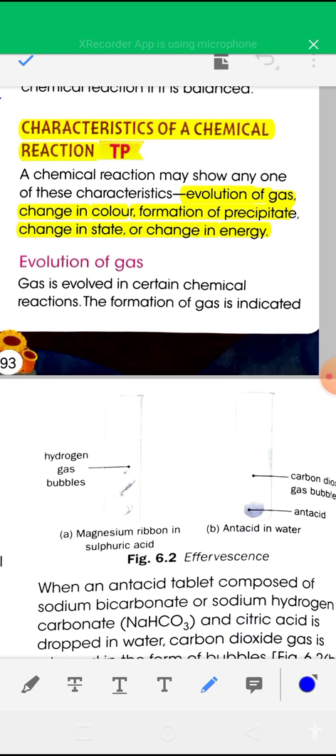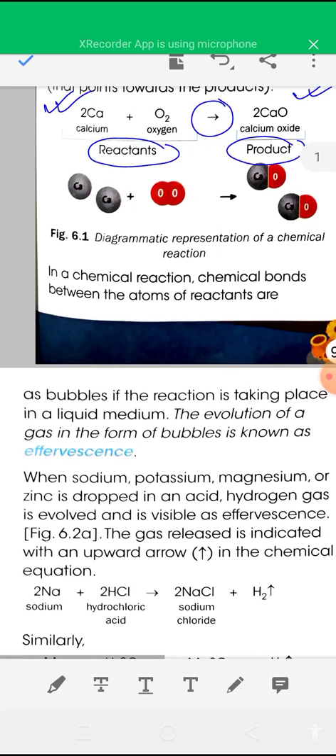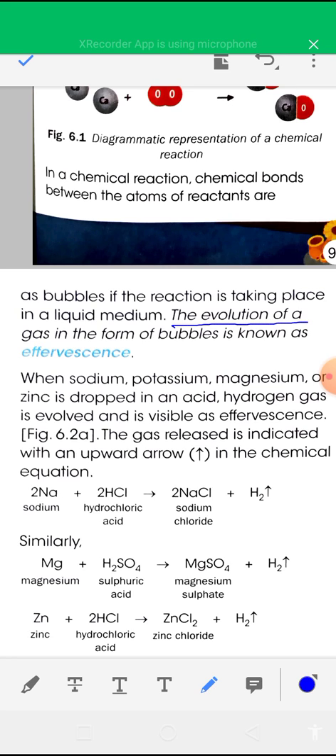The first characteristic is evolution of gas, that is, formation of gas during the chemical reaction. Gas is evolved in certain chemical reactions, and if the reaction is taking place in a liquid medium, the formation of gas is indicated by bubbles. The evolution of gas within the liquid in the form of bubbles is known as effervescence.